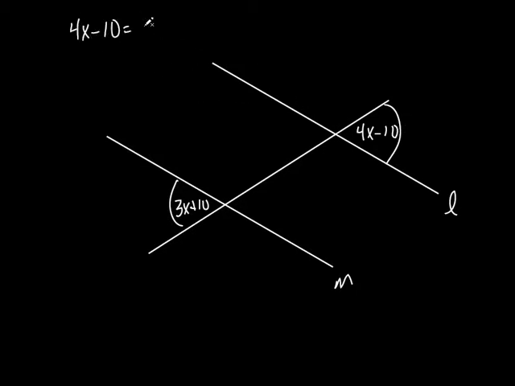So 4x minus 10 equals 3x plus 10, and then you just solve for x. Subtract 3x from both sides, that gives you x. Add 10 to both sides, that gives you 20, and you're done. Just like that. All right, let's do another one.